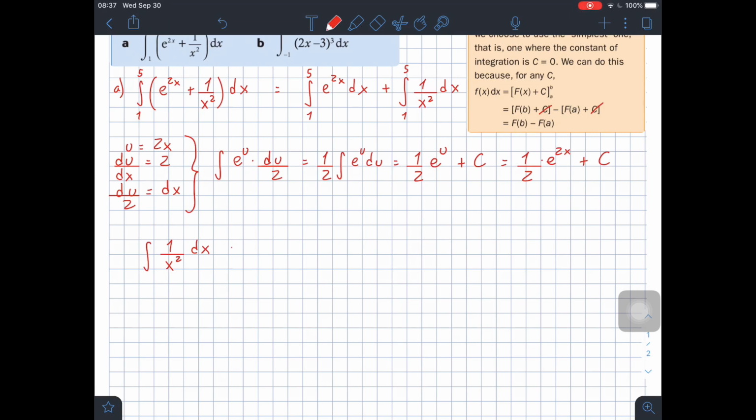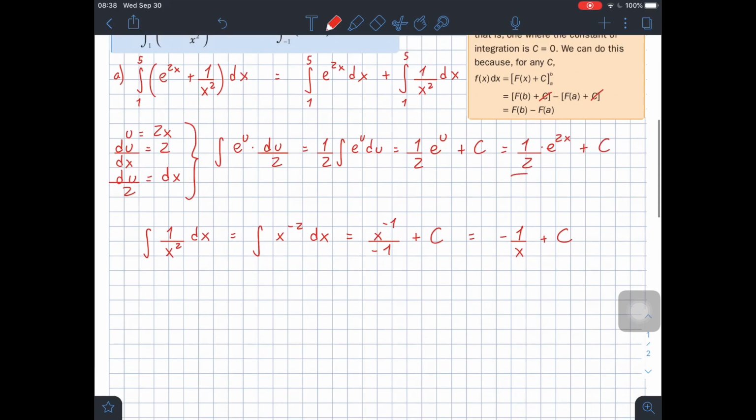To find the integral of 1 over x squared, this is the same as saying the integral of x to the power of -2 dx, right? So we know how to find the integral of this. It's the first rule we learn. The exponent raises by 1, so this is -1, and we divide it all by the same exponent. So this is plus c. So the answer for this would be -1 over x plus c.